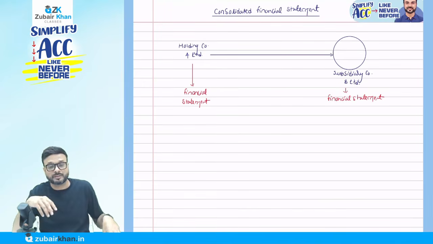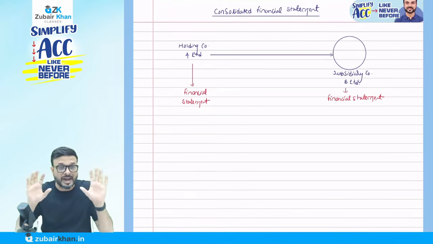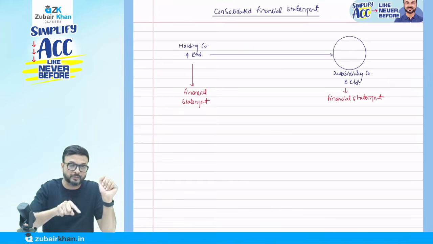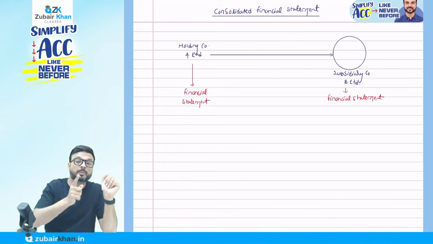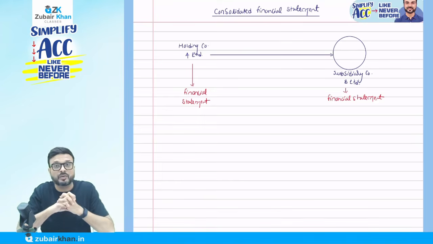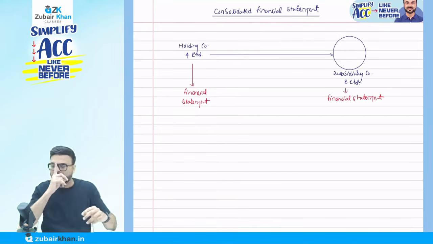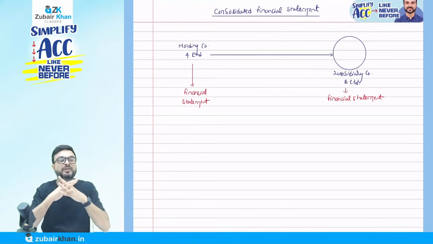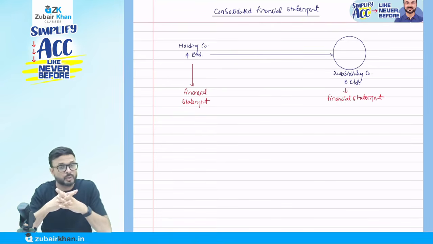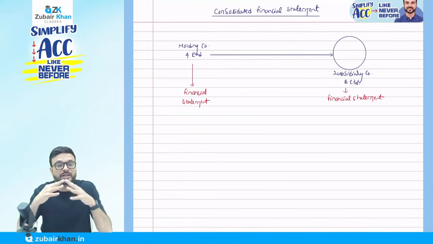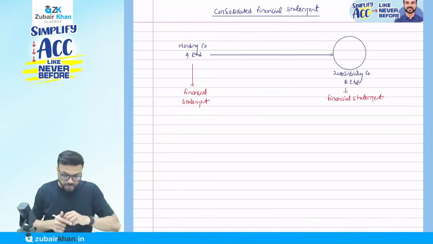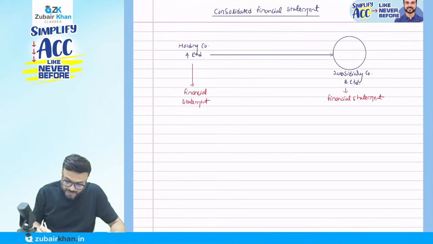So at the end of the year, in addition to these standalone financial statements, the holding company is going to prepare one more financial statement, and what we call them consolidated financial statements. When I say consolidated financial statement, it means they are merging two financial statements of the holding company and the subsidiary company.